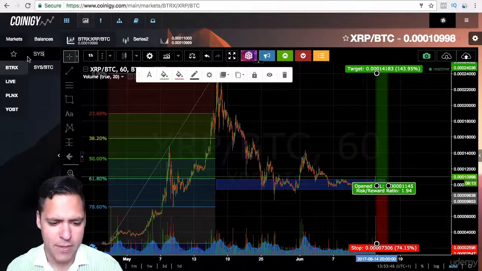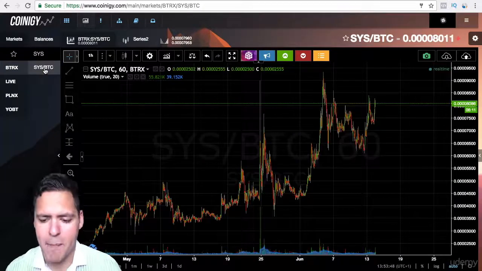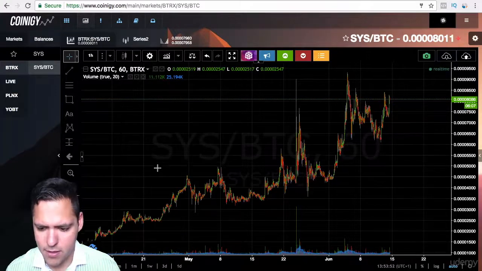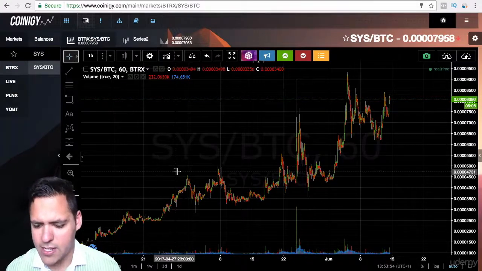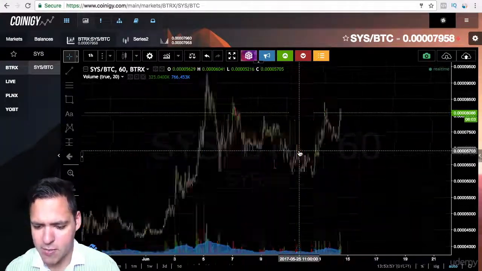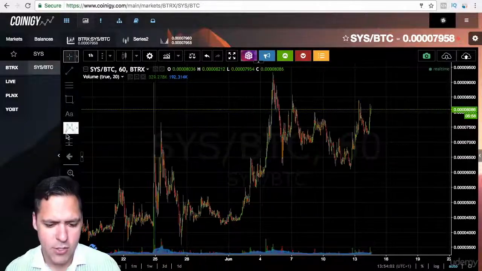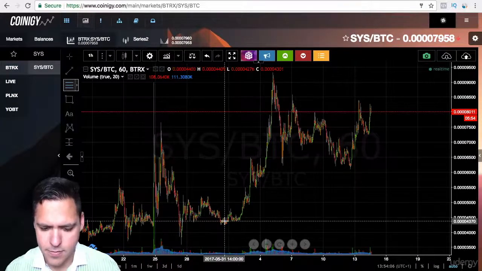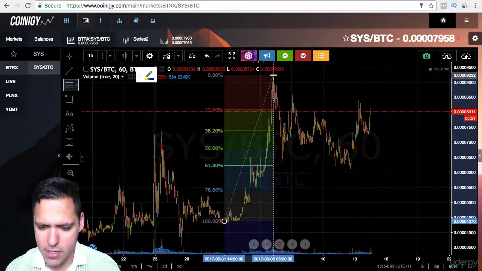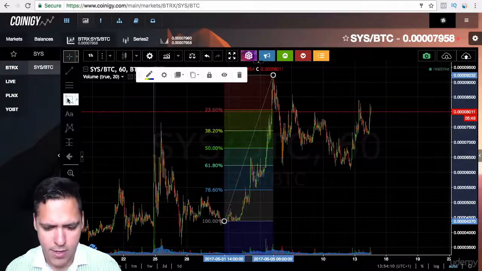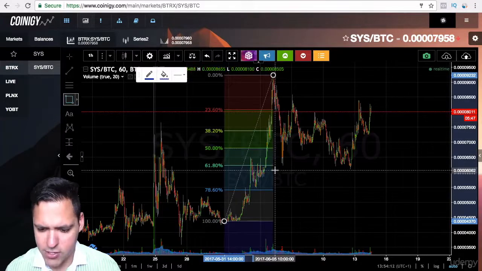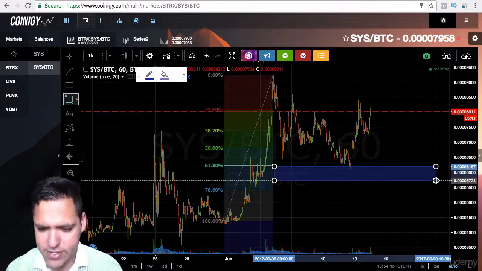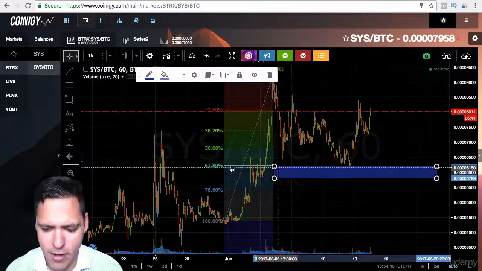Syscoin. Lots of people have been raving about Syscoin. So let's just go back a little bit. Let's look at its most recent price rise. Let's use again the Fibonacci retracement, from that point to this point, and we'll get the ideal price range here. So Syscoin's too high. Syscoin is too high at the moment.